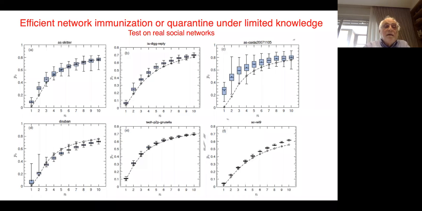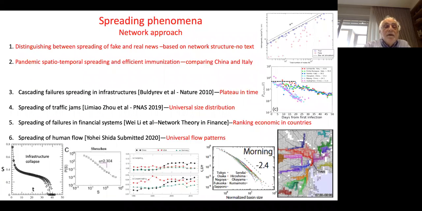So let me summarize. I think we are almost at 10, 20 minutes. What I showed you is that we can distinguish between fake and real news based on network structure, without text, 76% of the network after 5 hours. What I showed you also is the pandemic spatio-temporal spreading, and how efficient immunization is. We compared China to Italy.